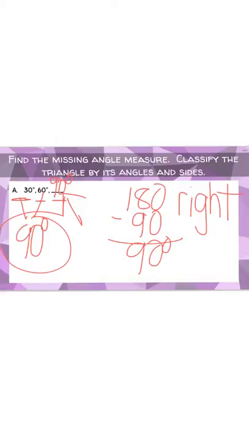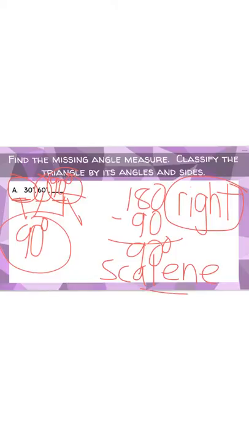If you had angles that were the same, like a 30 degree and a 30 degree, then you would know that there are 2 sides the same. But since all 3 numbers are different, this means that it is a scalene triangle. So the right triangle classifies it by the angles, and a scalene triangle classifies it by the sides.